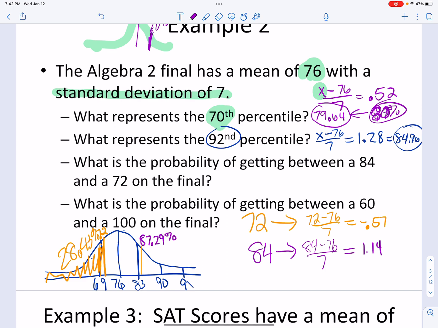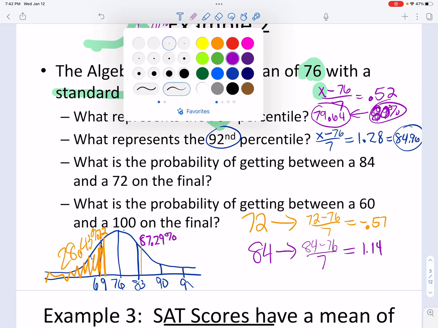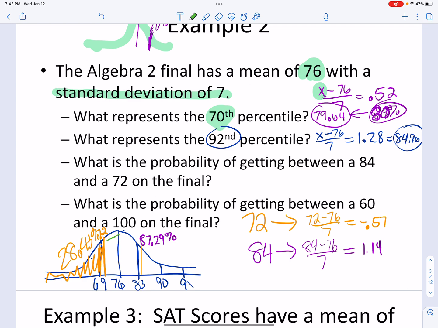87.29%. So the question is asking, what is the probability of getting between there? Okay, so I want this. What is the probability of getting between there? So wouldn't I say 87.29 minus 28.43? And my answer is 58.86%. Okay.